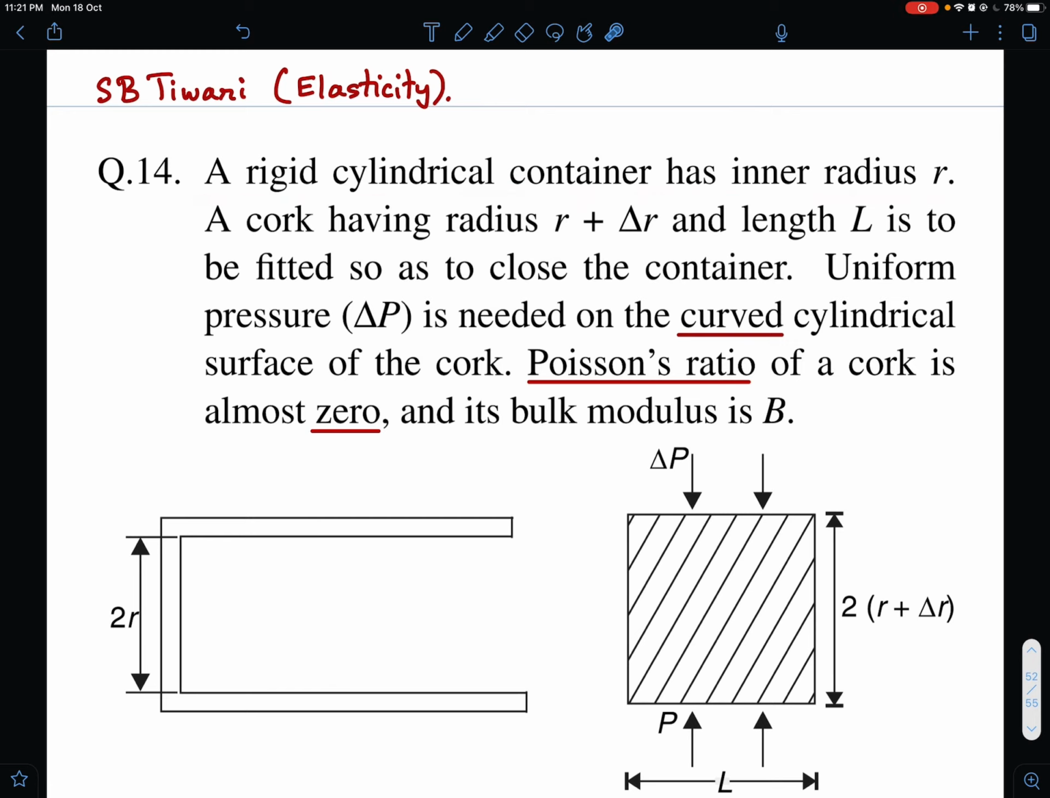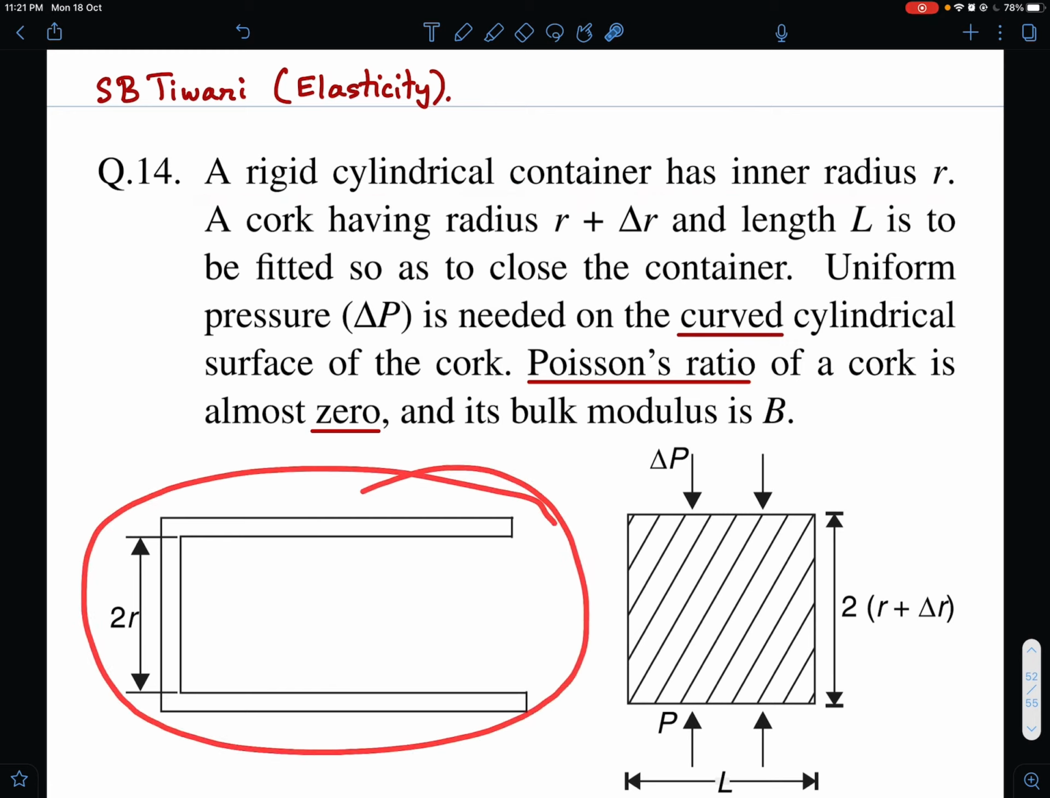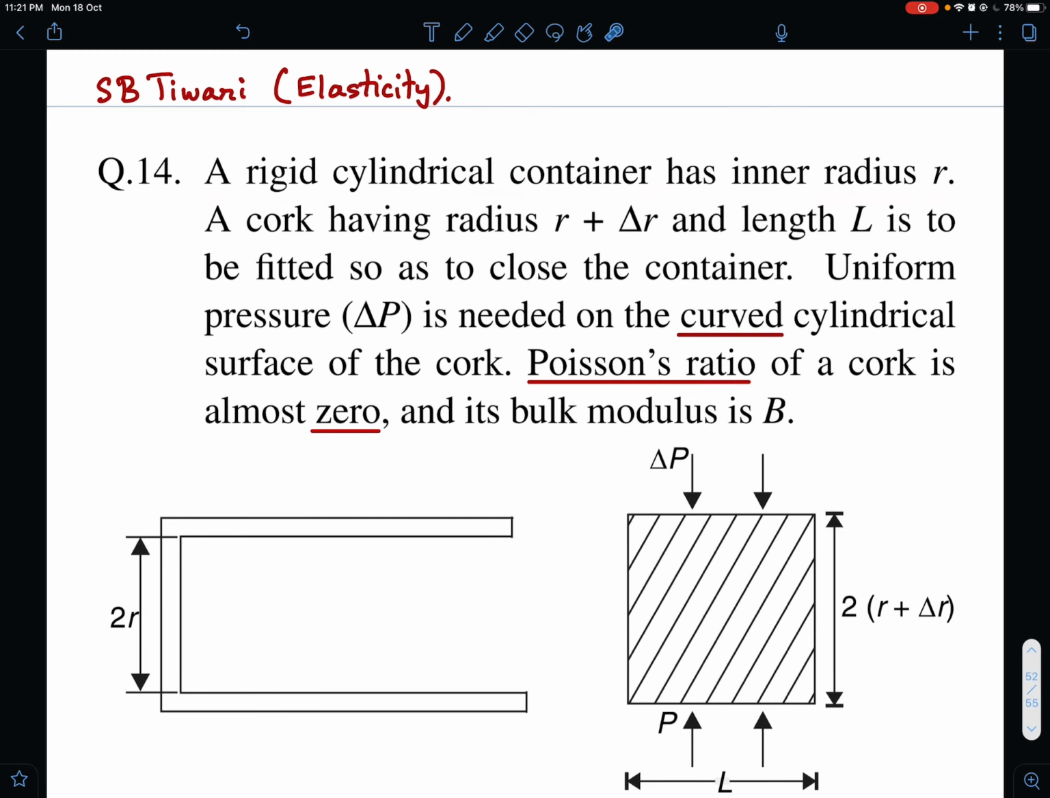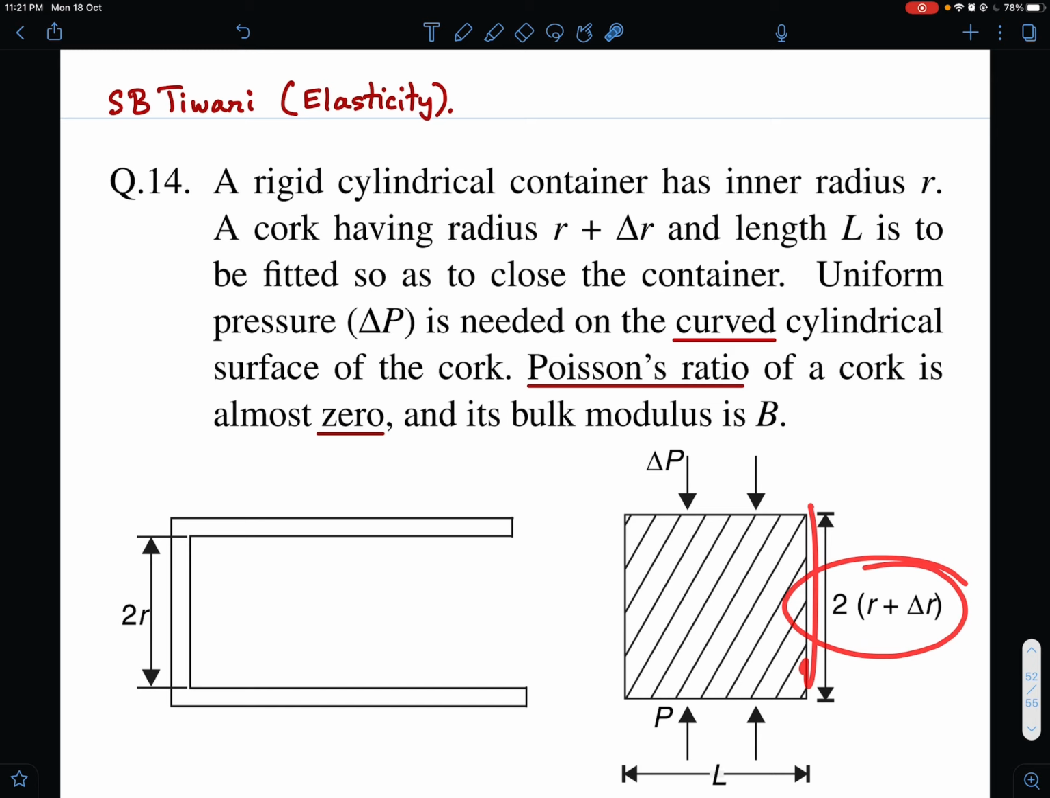So what's the question? A rigid cylindrical container has inner radius r. So let's say this is some kind of bottle or some container. It has got a radius r, so diameter is shown as 2r. Okay, and there is a cork having a radius slightly greater than the radius of the bottle. So this is a cork and it has a radius r plus delta r, so the diameter becomes twice r plus delta r as shown.